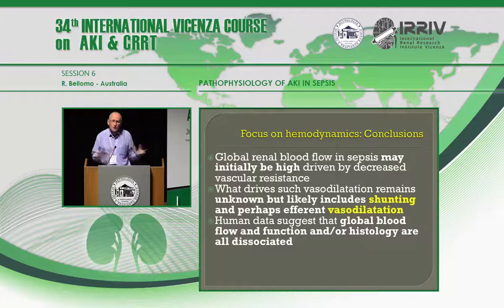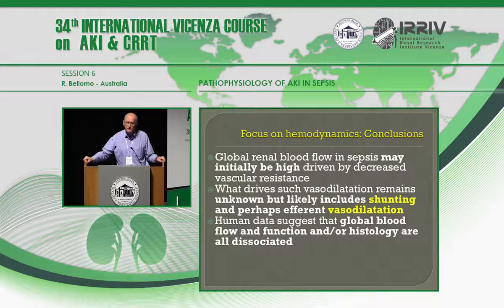So if you come to a conclusion from the experiments that we have done over the last decade, it is that probably in human beings, as in experimental animals, there may be a high blood flow state, at least early on, with decreased vascular resistance. What drives this kind of vasodilatation is currently unknown, but it is likely that it includes shunting of blood away from the glomeruli with loss of function and, yes, increased blood flow at the same time, or maybe vasodilatation of the efferent arteriole, or both. Or maybe other pathways that we still do not understand.